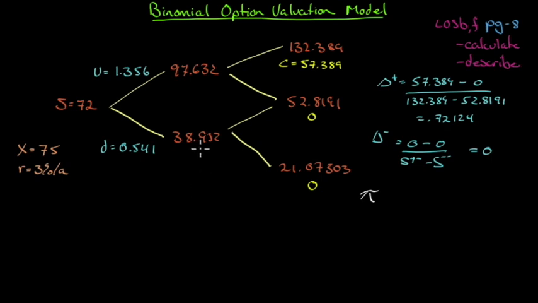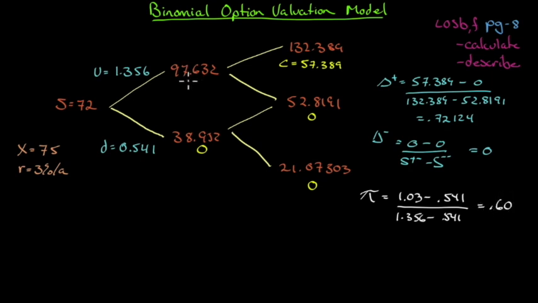Actually, what we can do here, we can pretty much say, look, we have 2 zeros. The call price is going to be 0 here. So let's go back to our pie here. What is our rate of interest? 1.03 minus our D, 0.541 over U minus D. 1.356 minus 0.541 will give us 0.60.